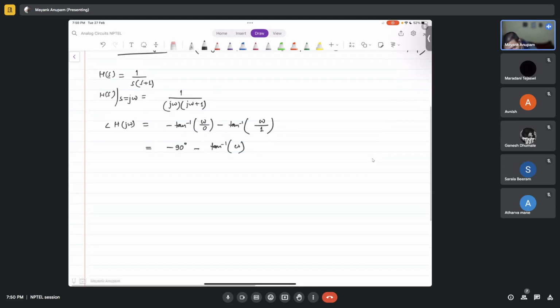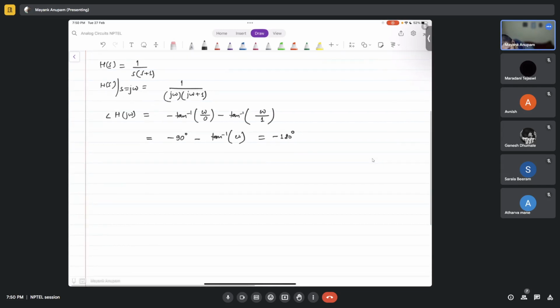Fine. Now, this has to be equal to how much? Minus 180 degrees for the phase crossover frequency, right? So here you get tan inverse of omega, which is the phase crossover frequency, has to be equal to how much? Minus 180, or rather 180 minus 90, so it will be 90 degrees. So when will it be 90 degrees here? Tan inverse of something is equal to 90 degrees. So what is the value of that something?